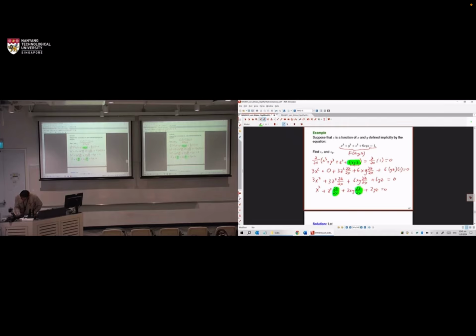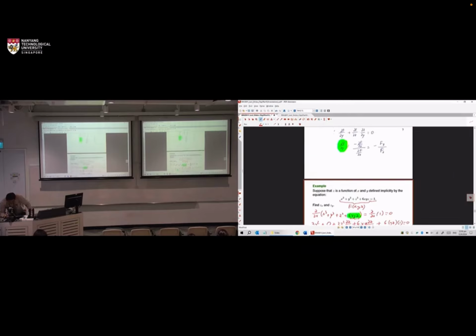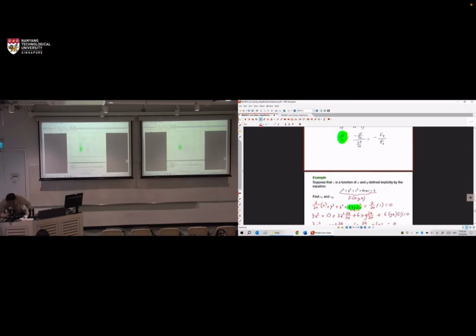Okay, I do some mental calculation. This one is high school algebraic manipulation. So you make del z del x the subject, and then you will get negative x squared plus 2yz divided by z squared plus 2xy. It's the same answer, must be the same answer. Wow. Hopefully, I didn't make any careless mistake.